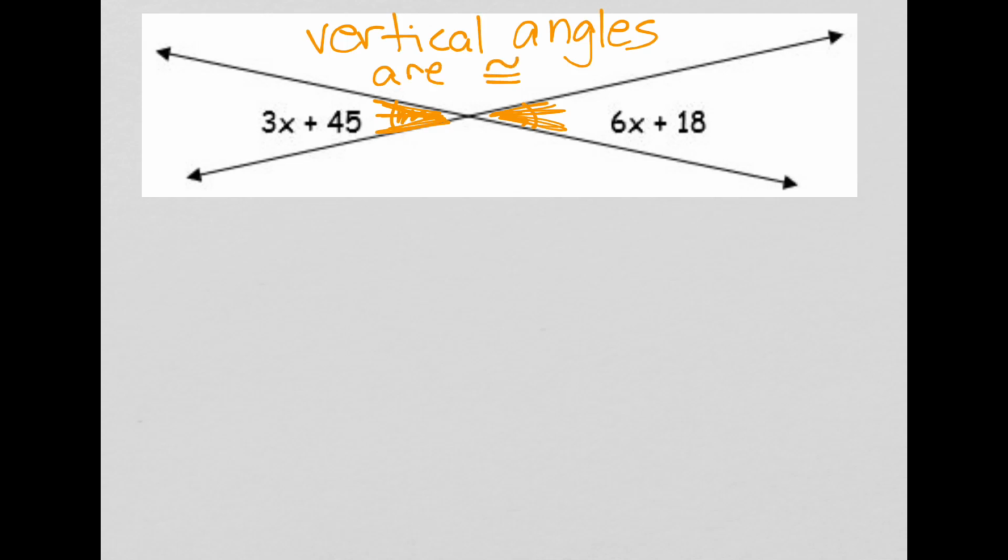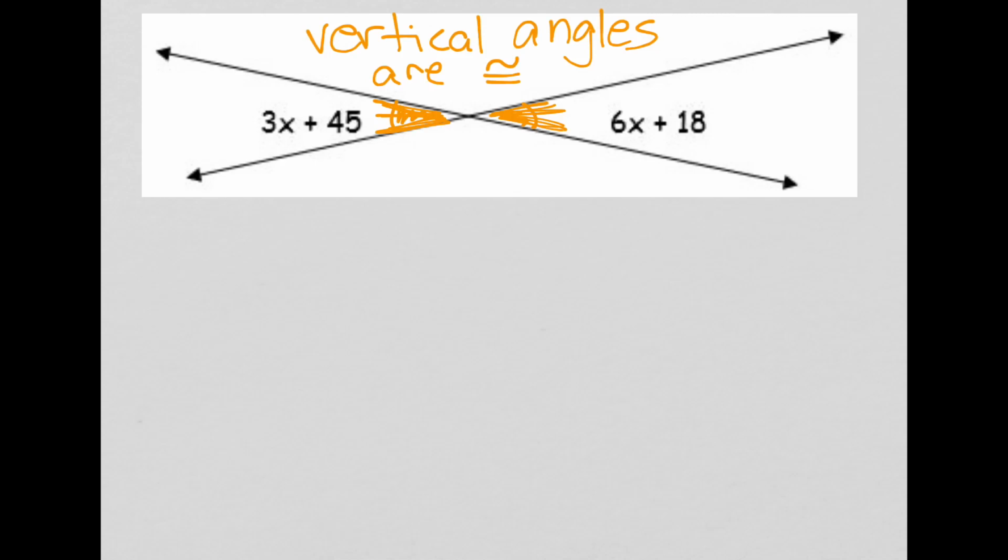Hopefully you remember what congruent means. That's that little equal sign with the worm on it. That means they're equal. Their measures are equal. Okay, how could we figure out how big those angles are? I mean, we have some algebraic expressions, but I want to know in degrees. How big is that angle?